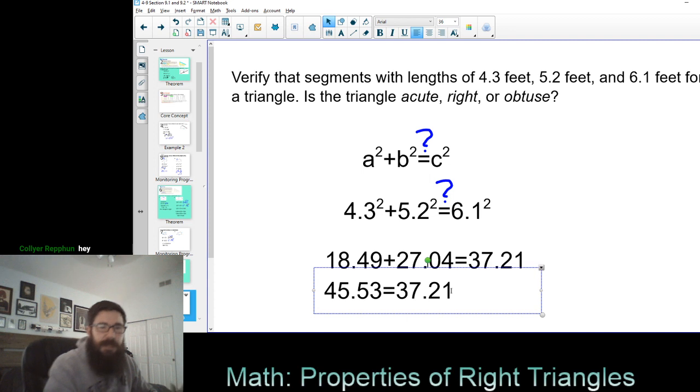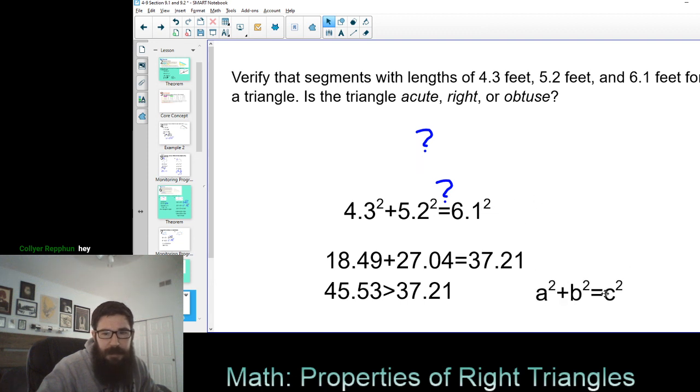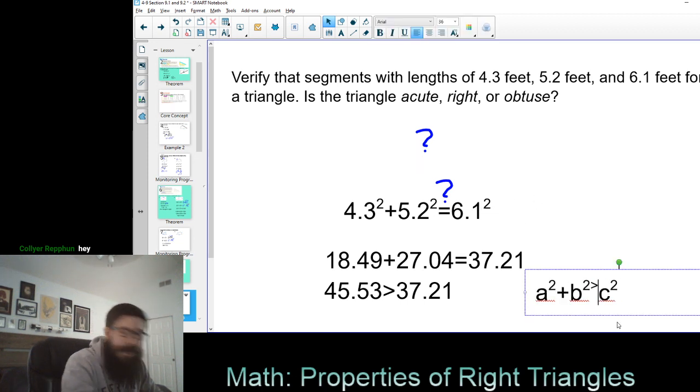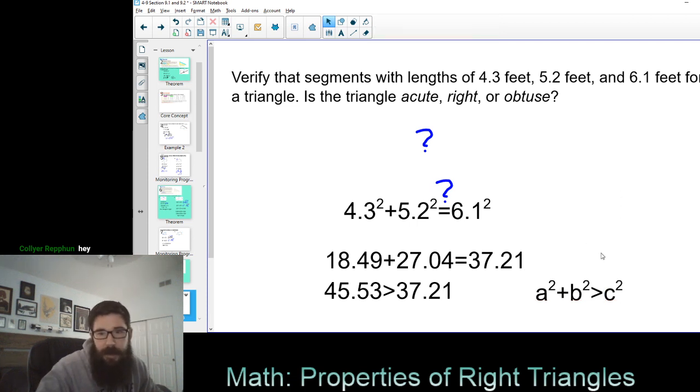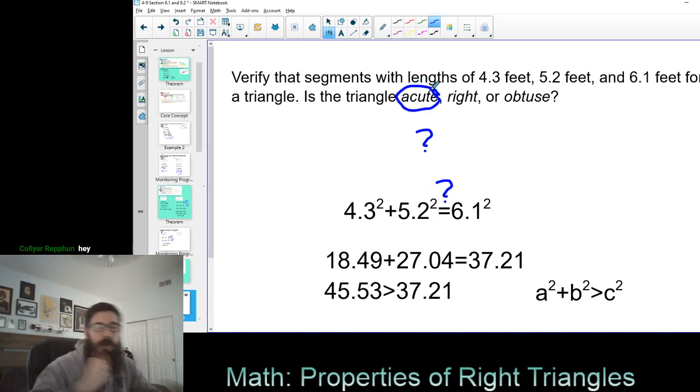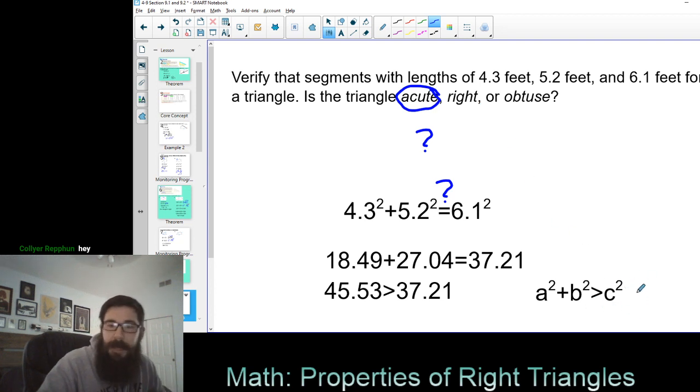So if I were to now replace that equal sign, because I see they're not equal, I got a 45.53 and a 37.21. My 45.53 is definitely greater. Oops, didn't hold the shift key. Greater than a 37.21, which means back to my original statement, that Pythagorean that we were testing. Ooh, sorry about that. A squared plus b squared ends up being greater than c squared. What type of triangle did that end up making? This is going to be an acute triangle. All angles are going to be less than 90 because my hypotenuse portion isn't equal or greater than this.